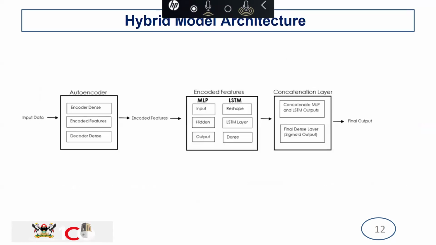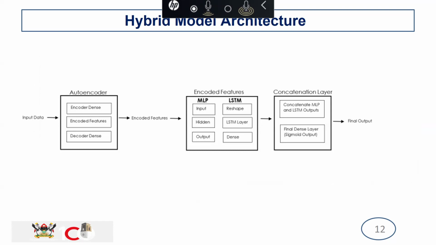So this is the model that we built, the hybrid that I created. This is the architecture of the model, and we chose to use the LSTM because we know LSTM excels at capturing sequential data, making it ideal for a credit risk model.